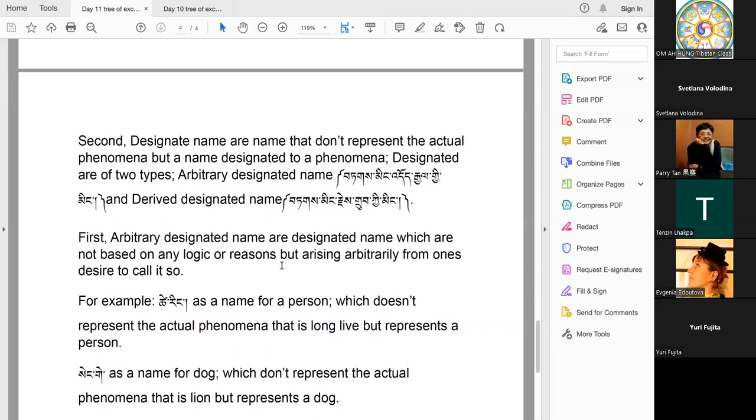So just like Farizala just gave an example, someone please give me an example for designated name, arbitrary designated name in Tibetan. So someone give me an example. A name that doesn't represent the actual thing, but it's just a name given to someone or something. Sonam. Sonam, wonderful. And then what do we have? Dorje. Okay, so Dorje is also a name, and Sonam is also a name. So Sonam means merit, and Dorje means Vajra.